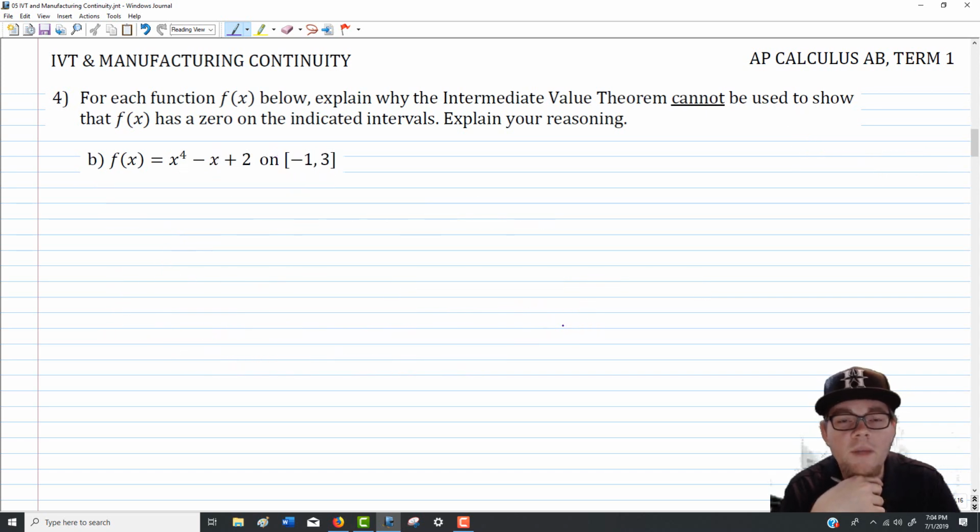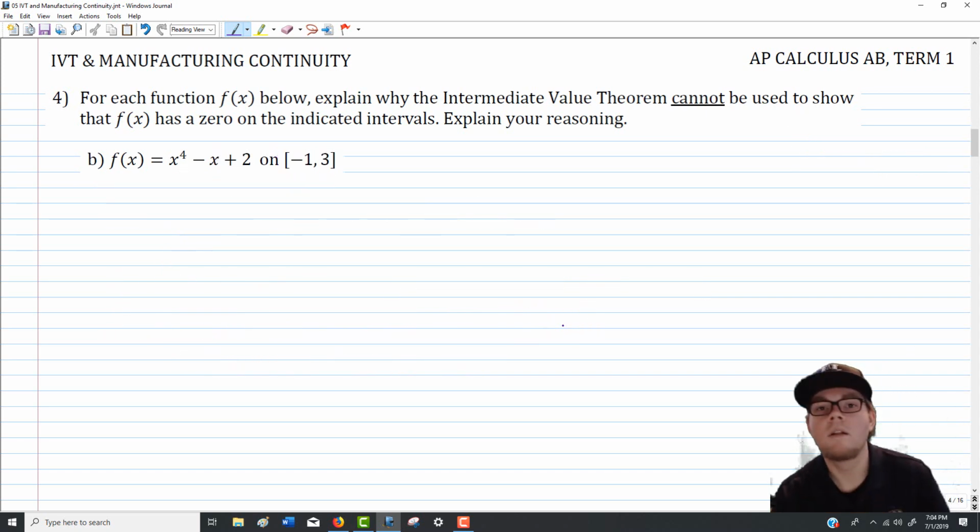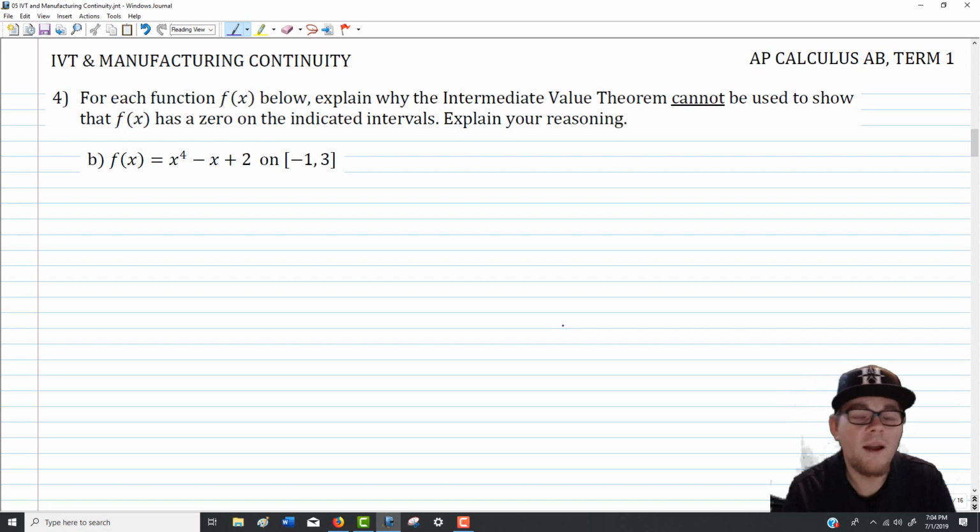Okay, next that brings us to 4b. 4b looks like an easy problem. F of x is a quartic polynomial. Polynomials are continuous everywhere. So in a sense, right before we even start here, f is continuous. Not just on -1 to 3, but everywhere. Polynomials are everywhere continuous functions. So it's like, this can't be bad.